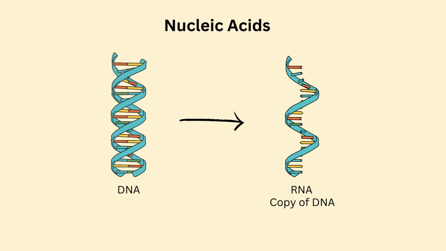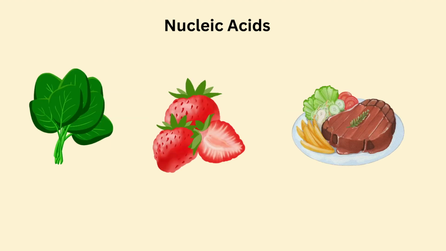DNA holds the recipe to make proteins, but it is too precious to leave the nucleus. So, the cell makes a copy of DNA called RNA, which can leave the nucleus and go to the cytoplasm where it can direct protein synthesis. Anytime we eat a living thing like spinach, strawberries, or steak, we are eating nucleic acids since the cells of that food contain DNA and RNA.